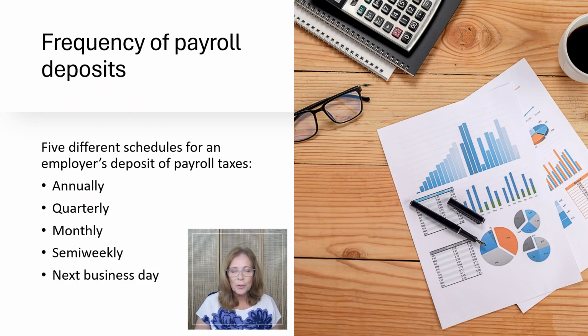The frequency with which the employer makes the payroll tax deposits depends on the amount of the employer's payroll tax liability during the current and the look-back period. The 5 different schedules for an employer's deposit of payroll taxes are annually, quarterly, monthly, semi-weekly, and next business day. It's important to remember that the deposit frequency has nothing to do with the frequency that the payroll is paid by the employer. That means that a business that pays its employees weekly may only be required to deposit monthly.